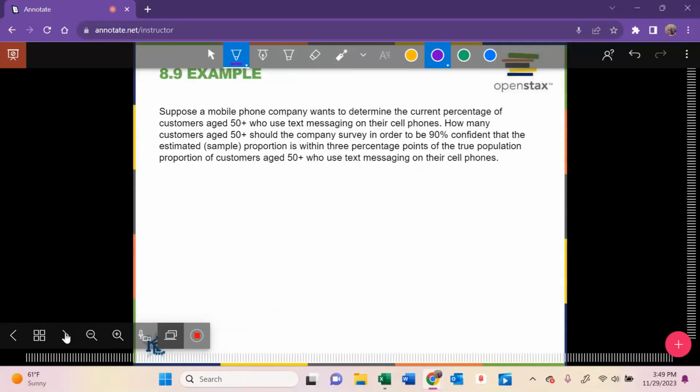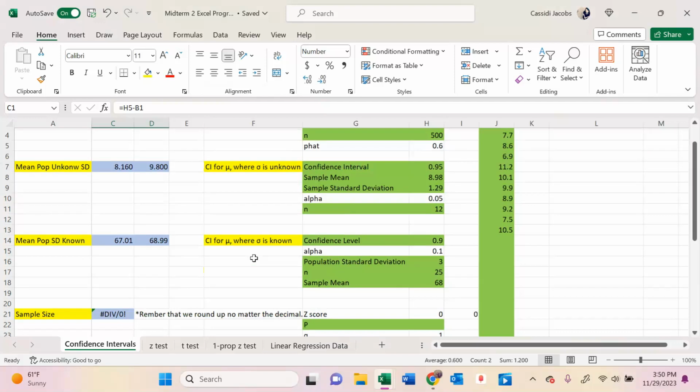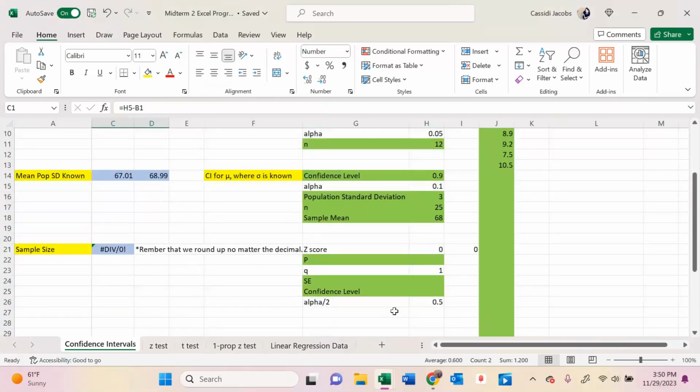So let's take a look at an example. Suppose a mobile phone company wants to determine the current percentage of customers age 50 plus who use text messaging on their cell phones. How many customers aged 50 plus should the company survey in order to be 90% confident that the estimated sample proportion is within 3 percentage points of the true population proportion of customers age 50 plus who use text messaging on their cell phone? So I also built this into your Excel document. You just scroll down and it is here. And so you're always going to round up for these. So that's why this little note is right here for you.